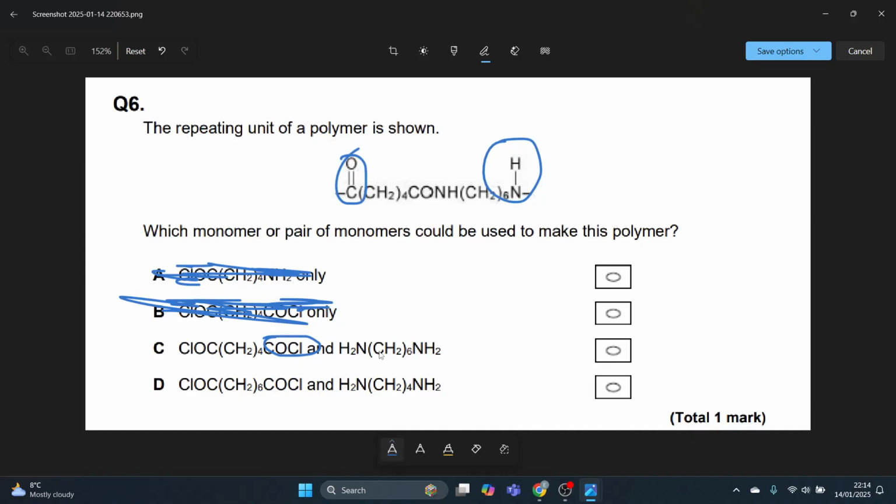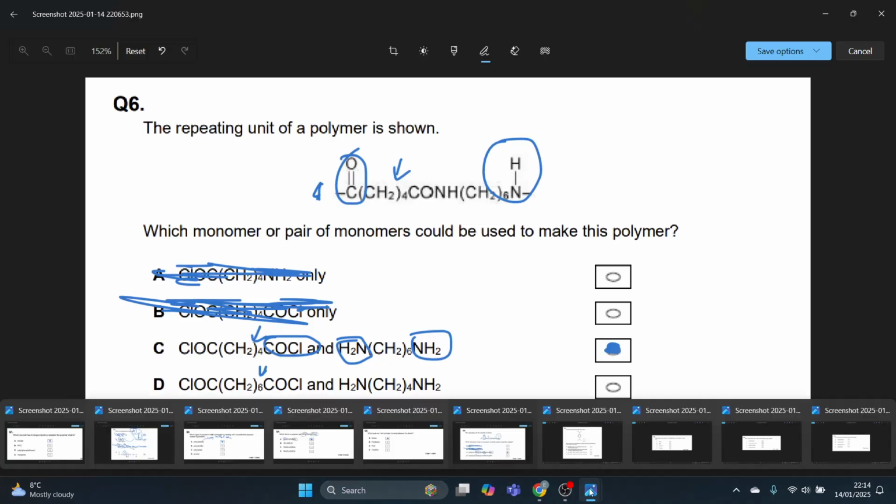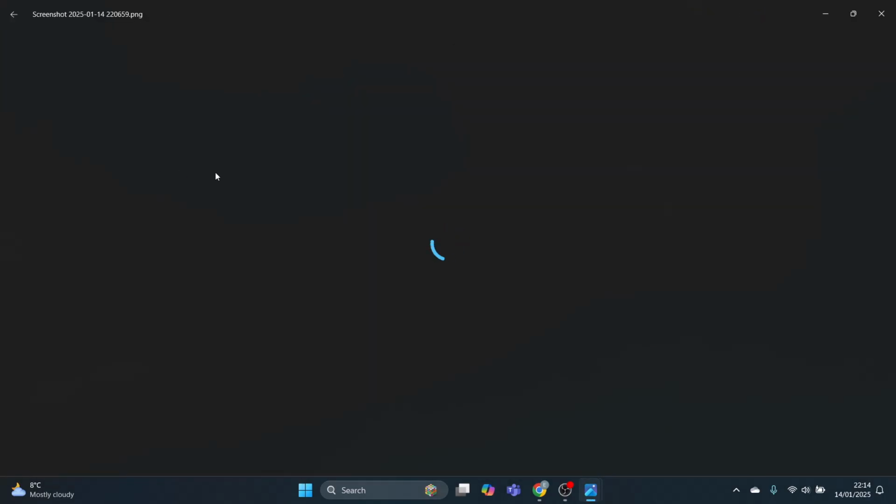One with two acyl chlorides and two diamines, dichlorides, diamines. But the difference is, you've got your ClOC, CH2, in C it's 4 and D it's 6. The answer is going to be C because that's exactly what we're looking for: ClOC, CH2 4, then your COCl, and then your H2N, CH2 6, NH2. Whereas D is just the opposite way around. It's not the correct way.